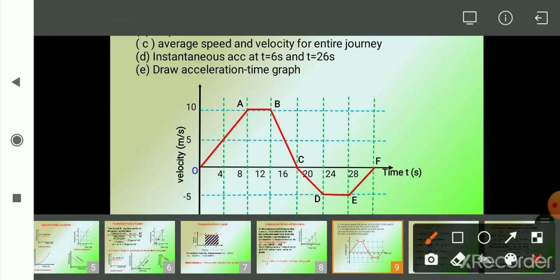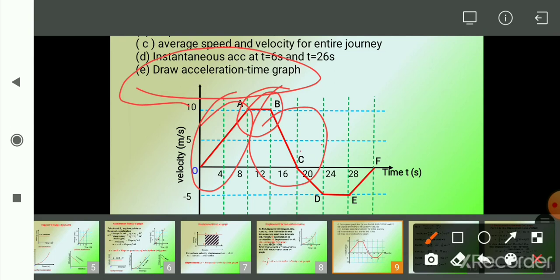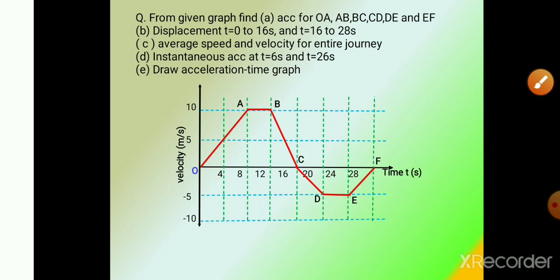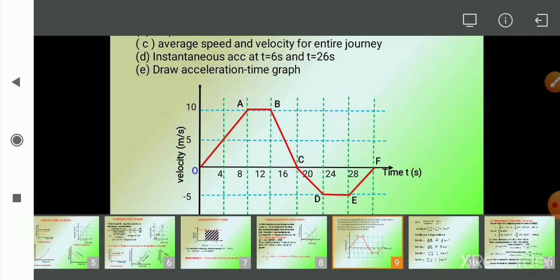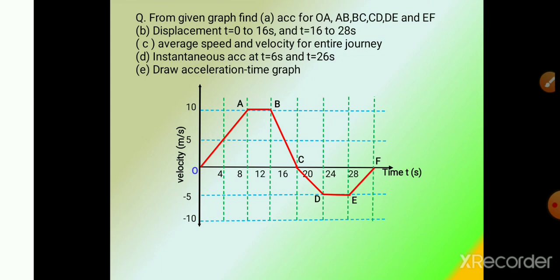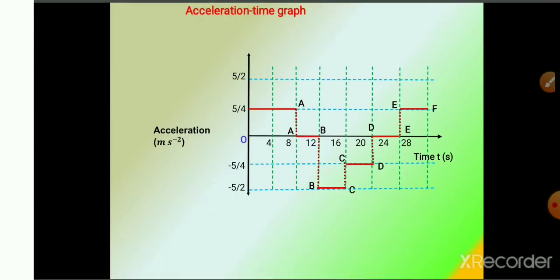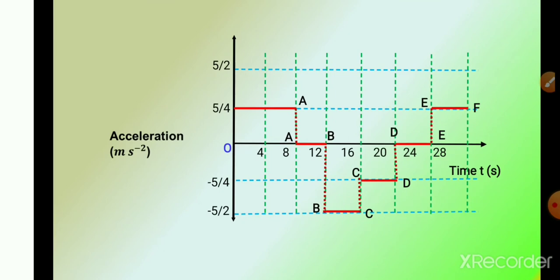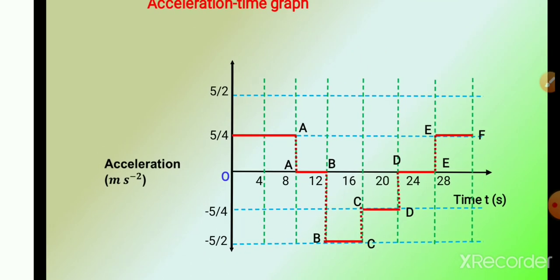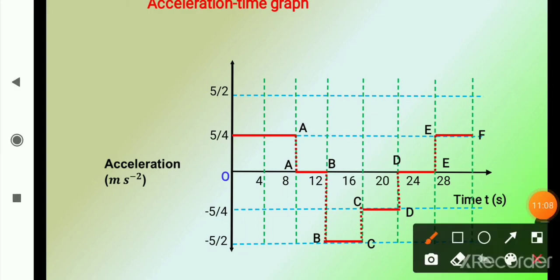And the last part is to draw the acceleration time graph. Now you have calculated acceleration for each part, and then you can plot a graph between acceleration and time. So you have values for all the parts. So we are moving to the acceleration time graph straight away. The last one. So now we are taking acceleration on y-axis, time on x-axis, and all the calculations are already done.